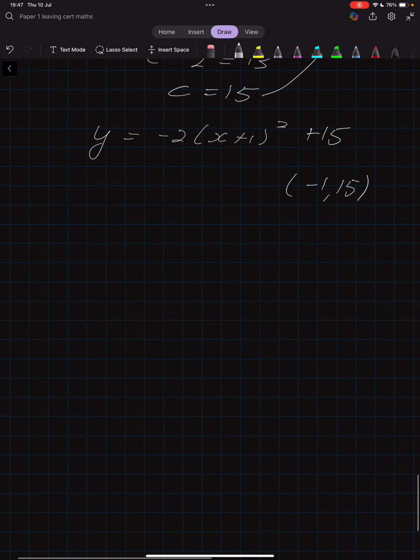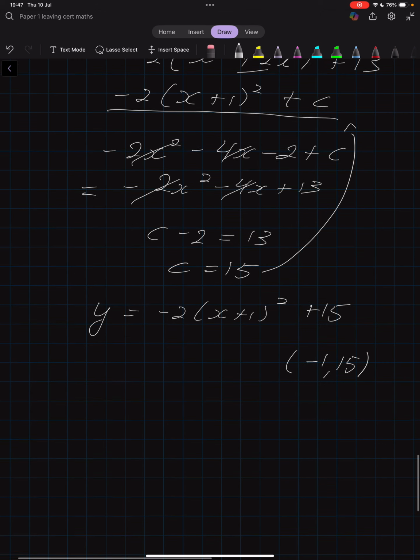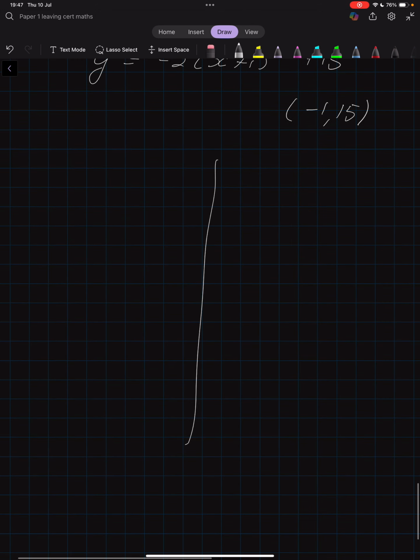Okay, so in this case, this is a downward facing quadratic. Why? Because the number in front of the x squared is negative, and therefore it's downward facing. So it looks something like this. So minus 1, 15, that's the turning point, but it's downward facing, so it looks like this.